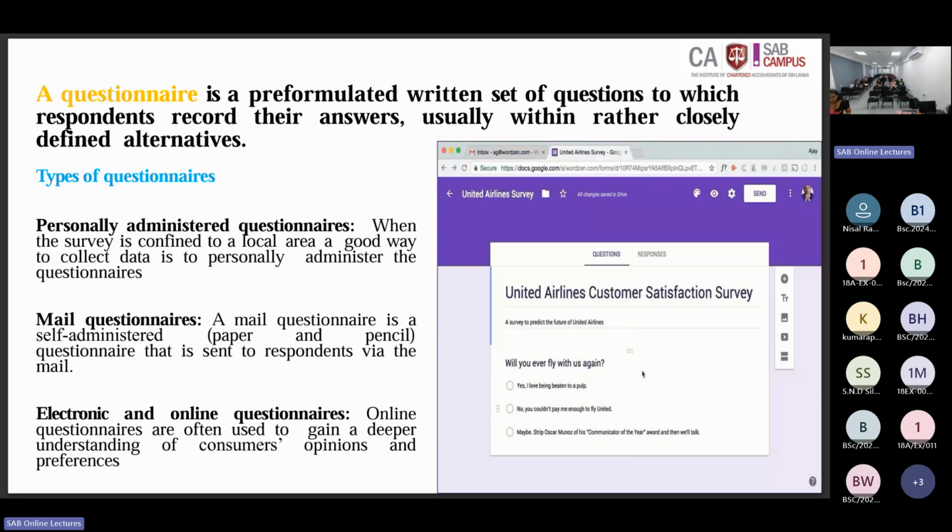And then electronic and online questionnaires, right? What do you mean by electronic and online questionnaires? Google Forms are examples. You are sharing the questionnaires via electronic devices. Sometimes it may be a Google Form; there are some other methods as well. When you are sharing the questionnaire, you take help from the electronic as well as the online platform to share it. We identify those questionnaires as electronic or online questionnaires.